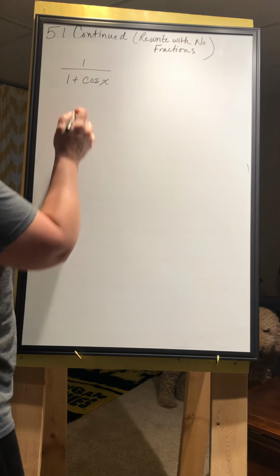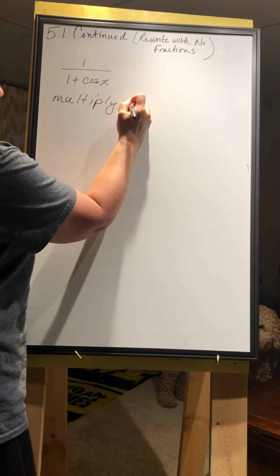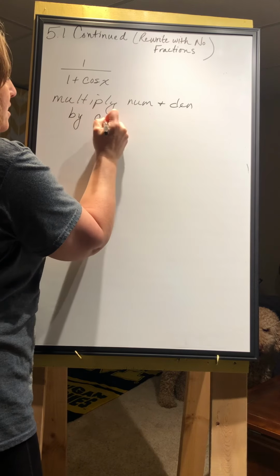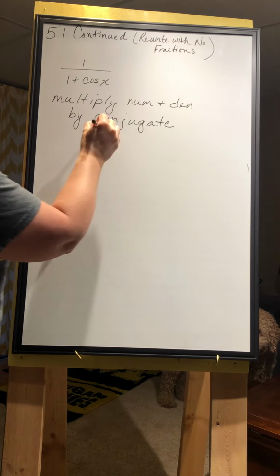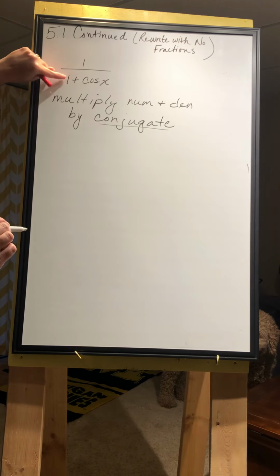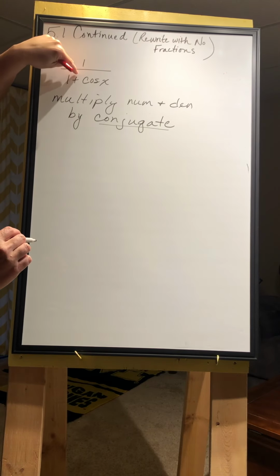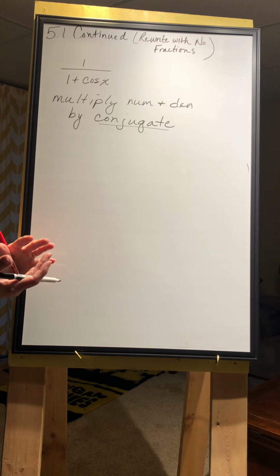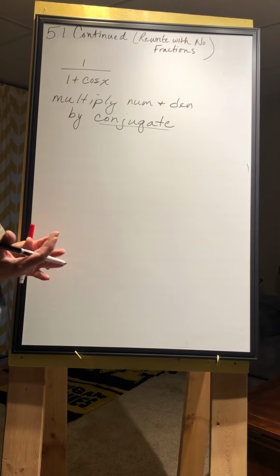And the way that you're going to do that is you're going to multiply the numerator and denominator by the conjugate. So remember, a conjugate is going to be the same expression as what you see on the bottom, except it's going to have the opposite sign in the middle. A conjugate just has the same terms, but the opposite sign.